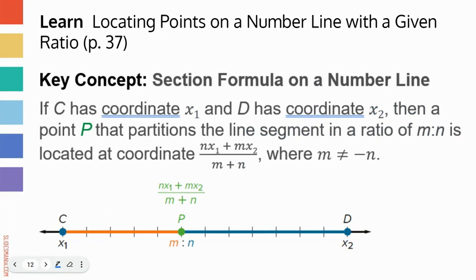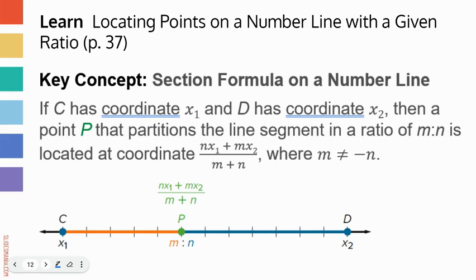Okay, so we have the section formula on a number line. If C has coordinate x1 and D has coordinate x2, so that C is our initial endpoint and D is our terminal endpoint, then a point P that partitions the line segment, so divides the line segment in a ratio of m to n, is located at coordinate (n x1 plus m x2) all divided by (m plus n), where m is not equal to -n because we can't have 0 on the bottom.